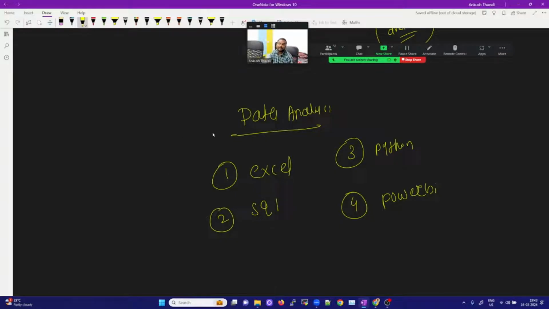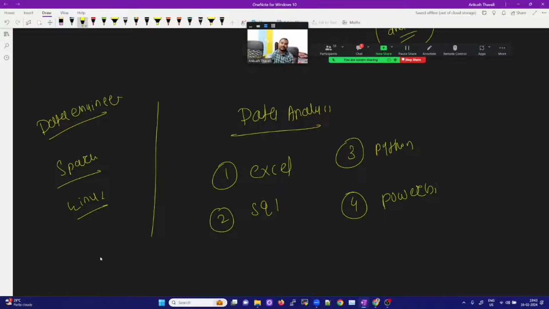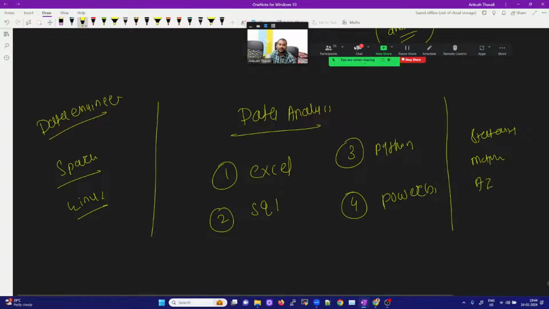For data engineer, you need SQL, Excel, Python. There is one more language called Spark. Nowadays Spark is also important for a data engineer. And you should have knowledge about Linux also. That's also important. For data scientist, all these things are important. Apart from this, knowledge about statistics, maths, and AI kind of things are important.